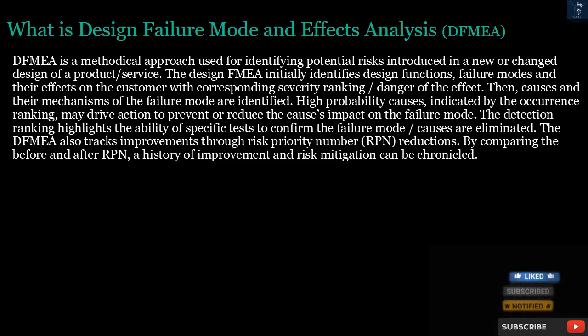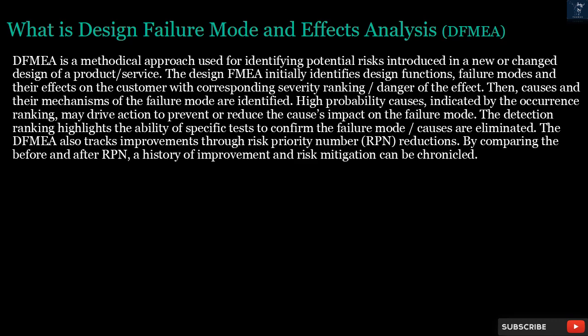High probability causes, indicated by the occurrence ranking, may drive action to prevent or reduce the cause's impact on the failure mode. The detection ranking highlights the ability of specific tests to confirm the failure mode or causes are eliminated. The DFMEA also tracks improvements through risk priority number, RPN, reductions. By comparing the before and after RPN, a history of improvement and risk mitigation can be chronicled.